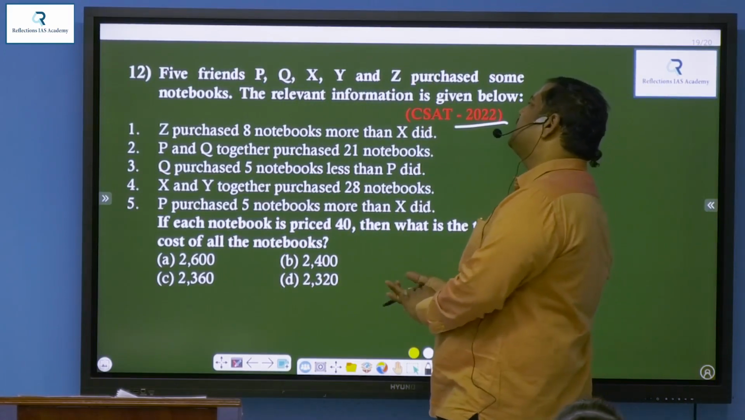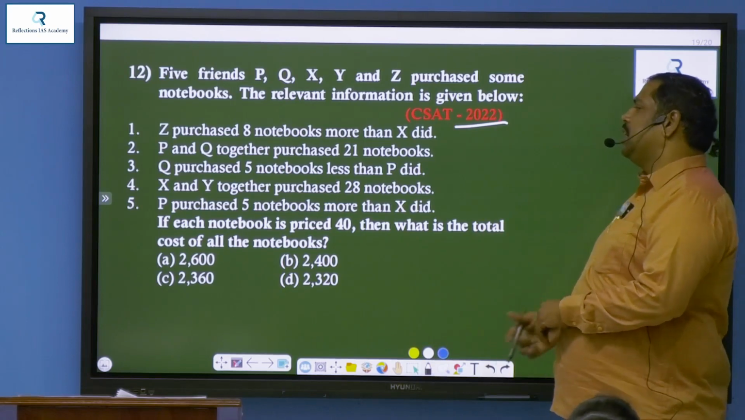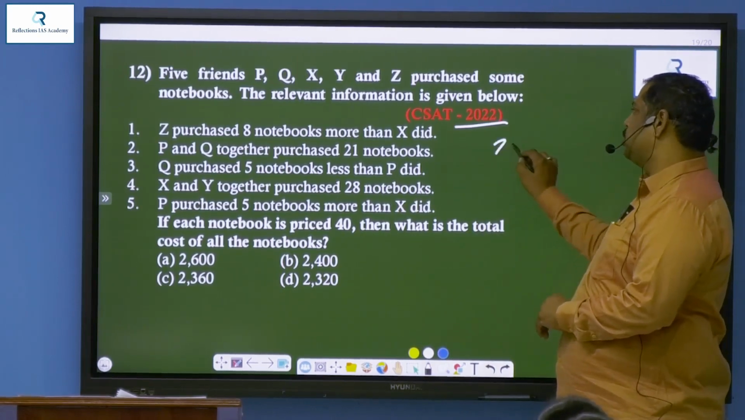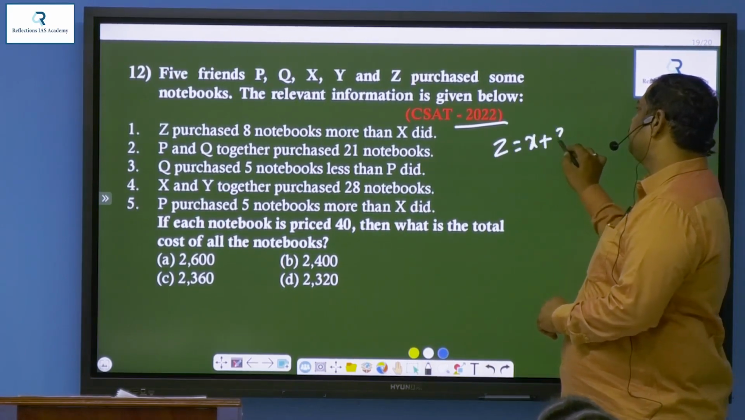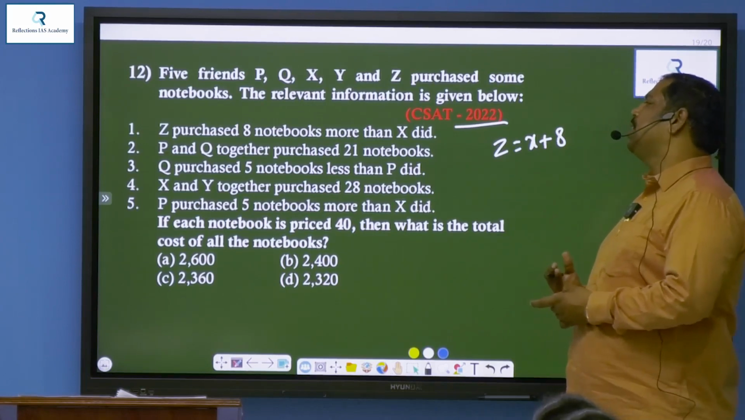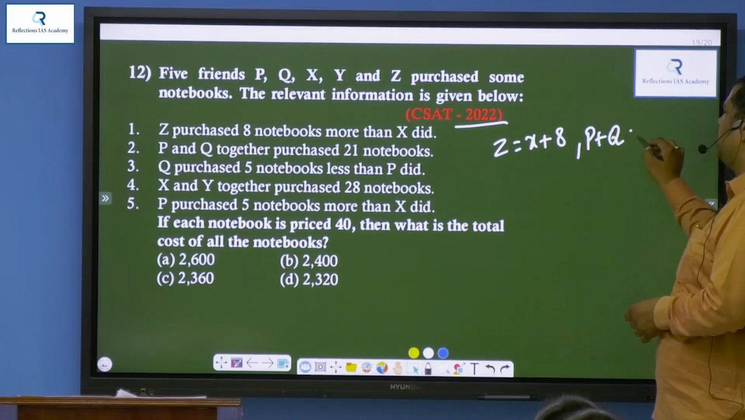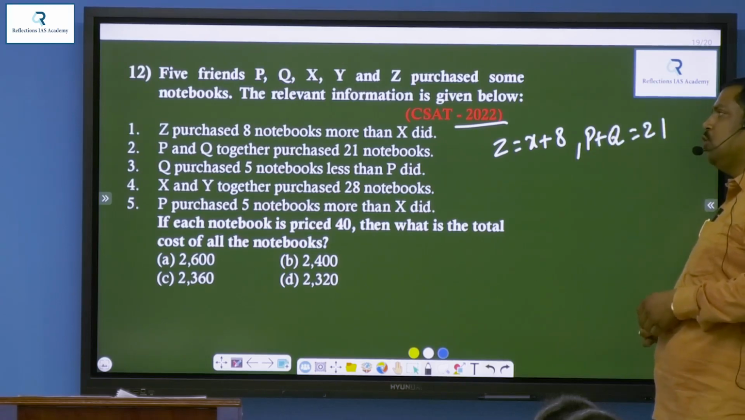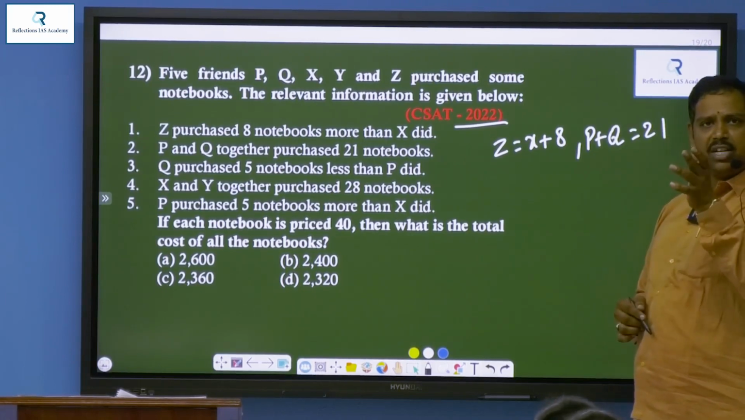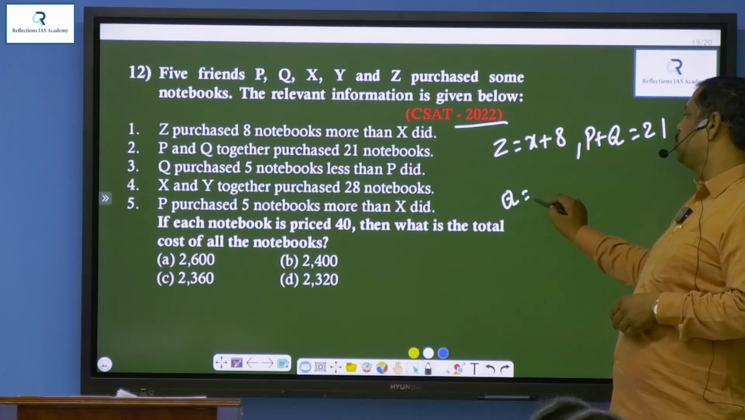5 friends P, Q, X, Y and Z purchased some notebooks. The relevant information is given below. First point, Z purchased 8 notebooks more than X. Can I say Z is equal to X plus 8? Okay. Come to the second one. P and Q together purchased 21 notebooks. So P and Q together 21 notebooks. Q purchased 5 notebooks less than P did. Okay, means can I say that Q is equal to P minus 5?